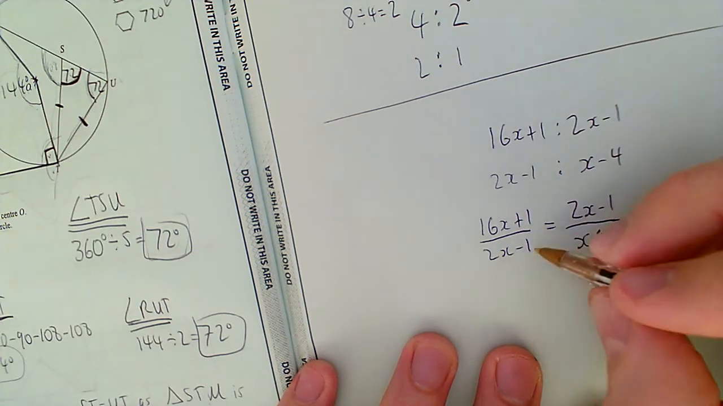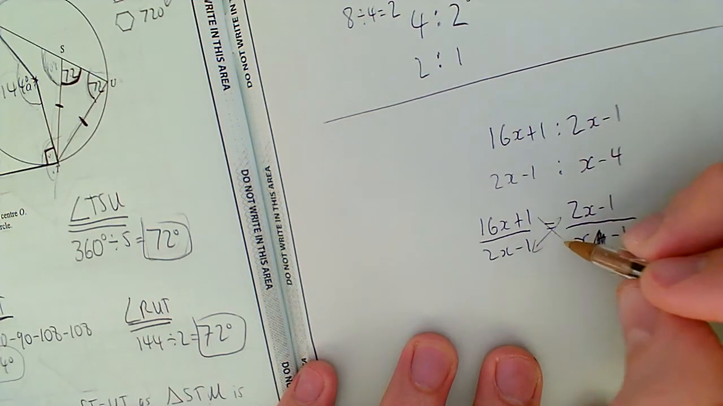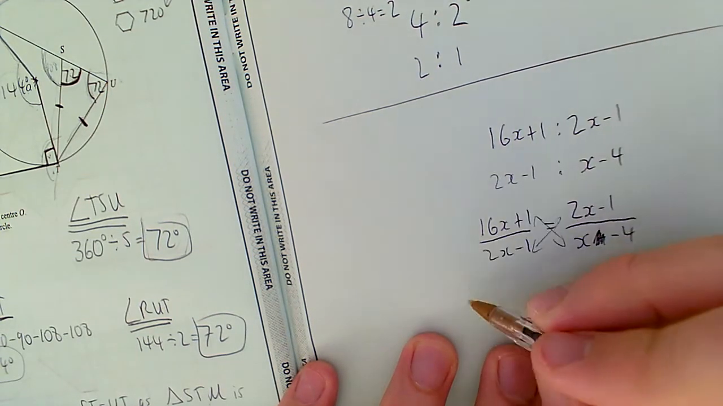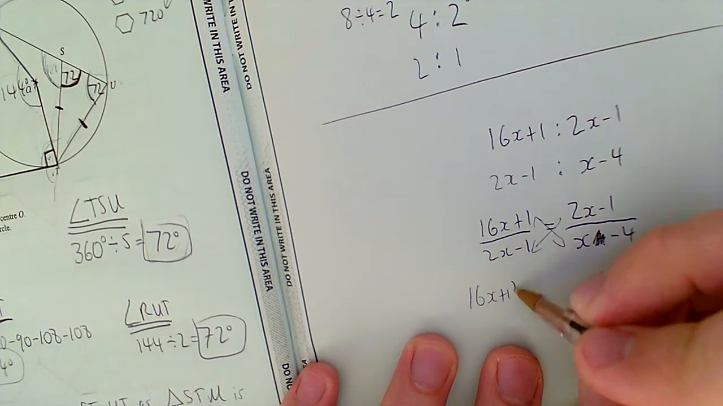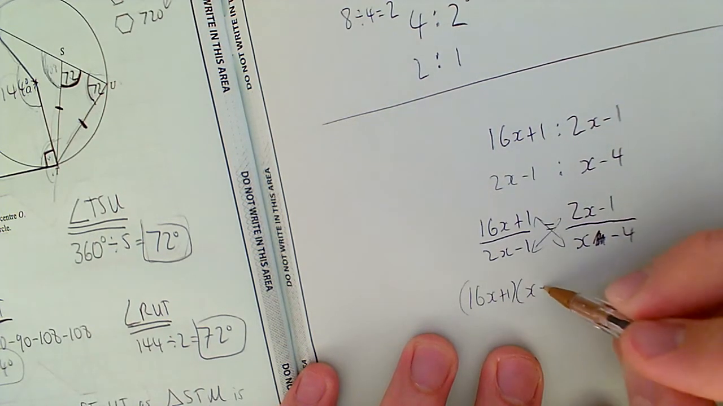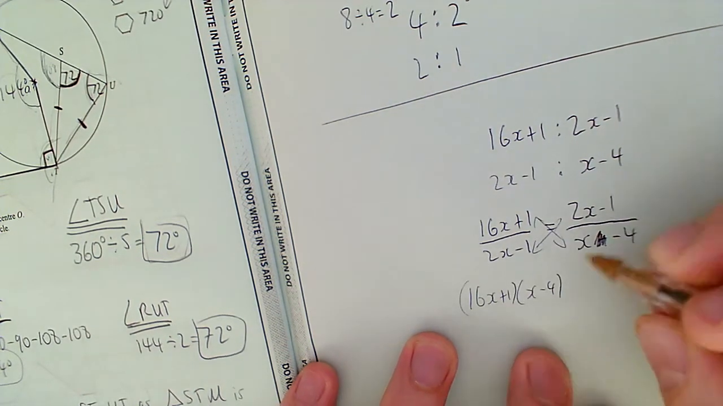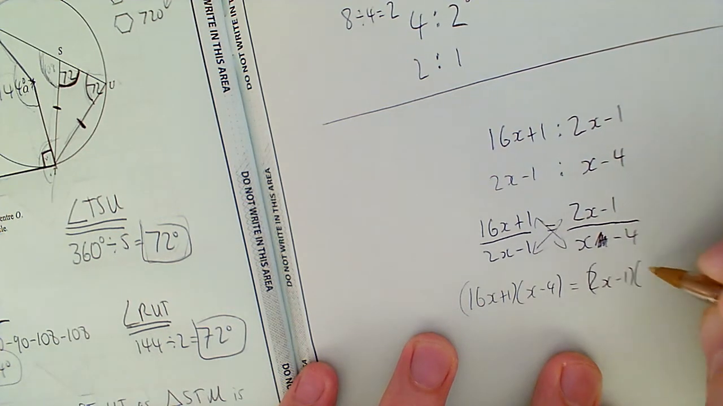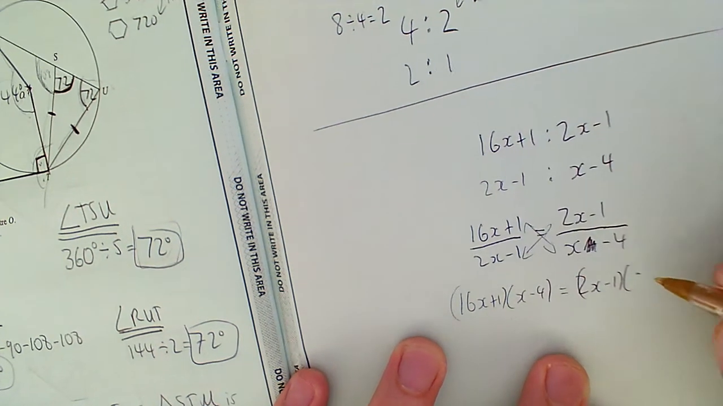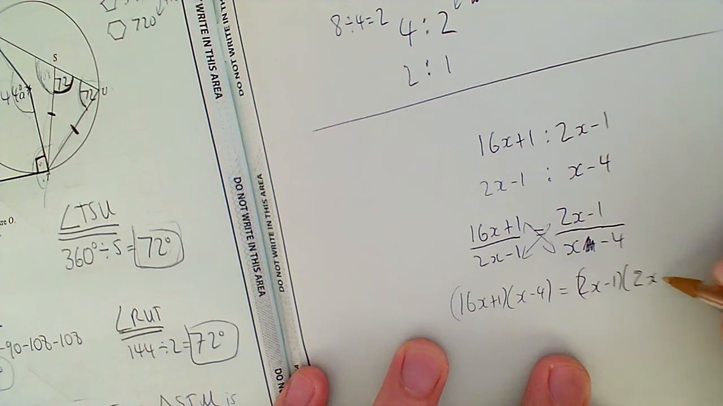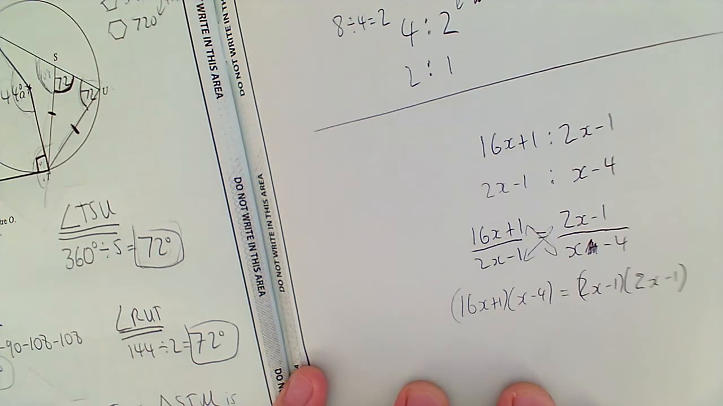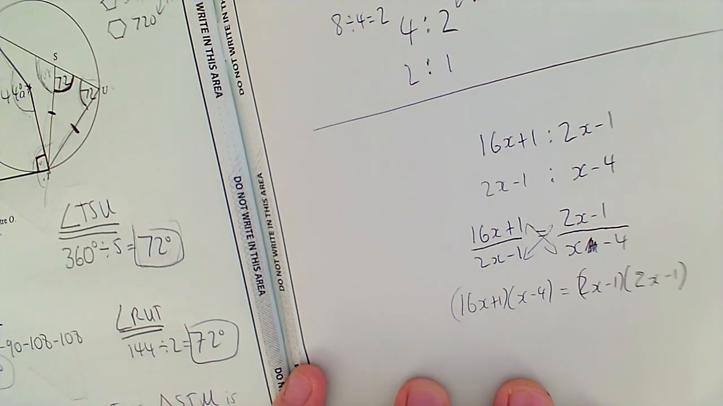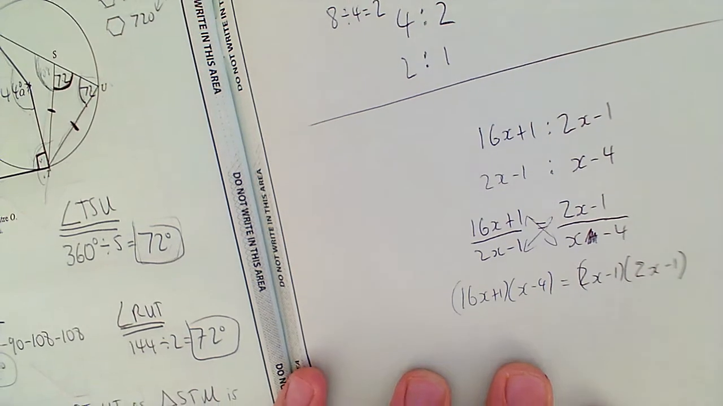So if I cross multiply here, which means if I times both sides by x minus 4 to get rid of the denominator on this side, and times both sides by 2x minus 1 to get rid of the denominator on this side, I end up with everything on a straight line. So I've times both sides by x minus 4, I've times both sides by 2x minus 1.